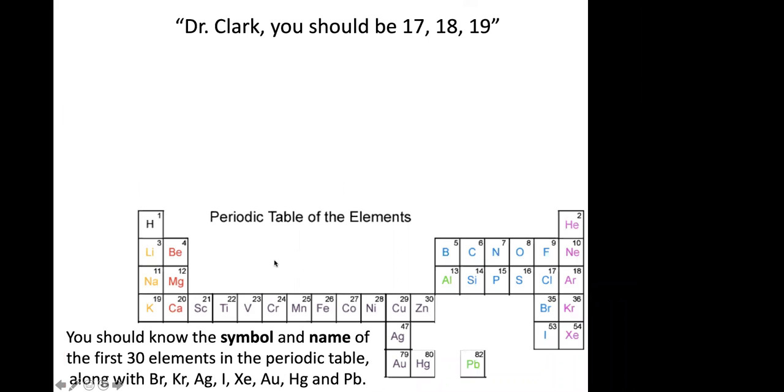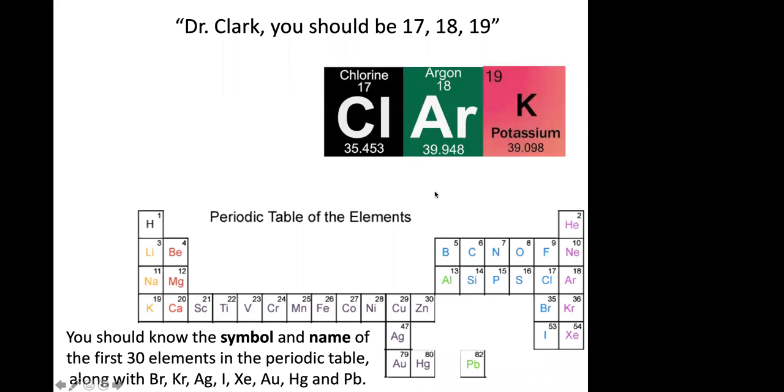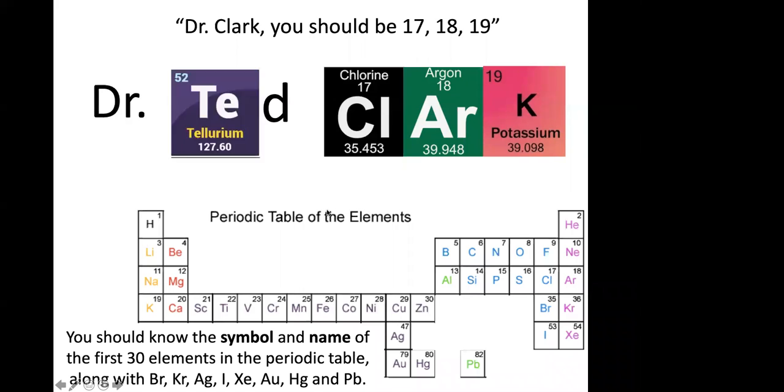Now, when it comes to the periodic table, I had one student, he said, you know, Dr. Clark, you should be 17, 18, 19. I had no idea what he's talking about. But then if you look at the periodic table, how fortunate is that? I'm a chemist, 17, 18, 19, right in order, spells my name. I wish the student was paying attention, but that's pretty clever, okay? So the science nerd in me, that's the closest I can come.